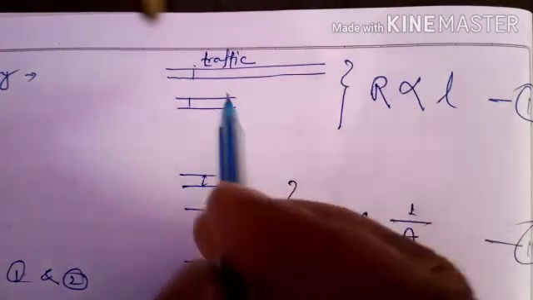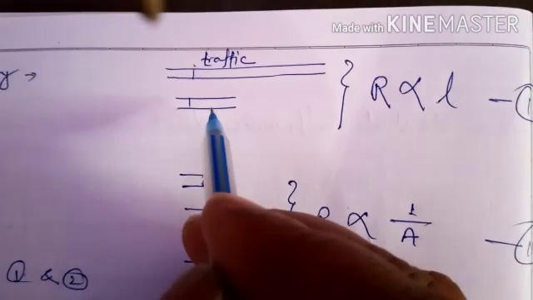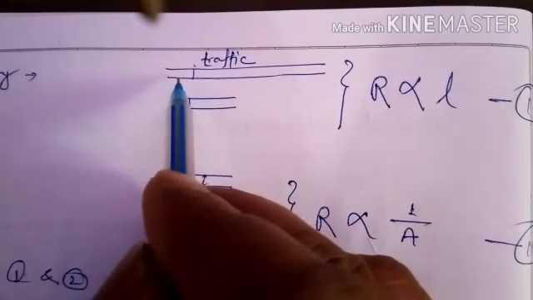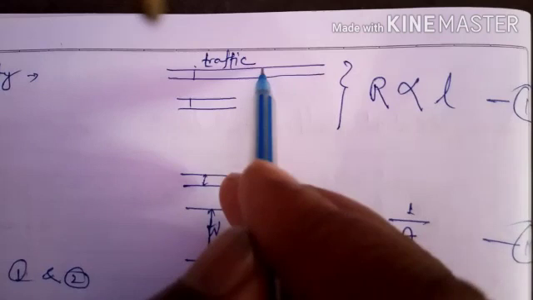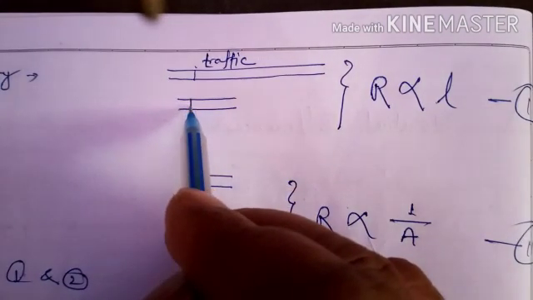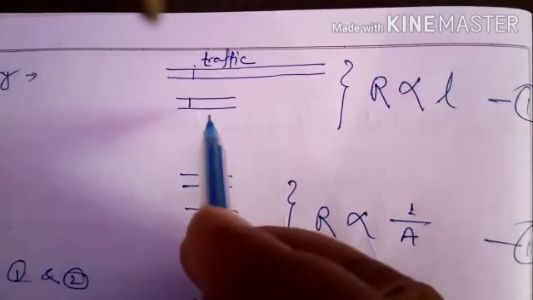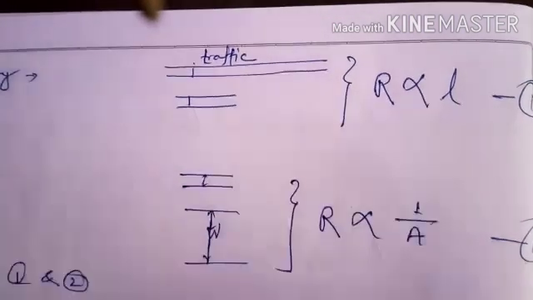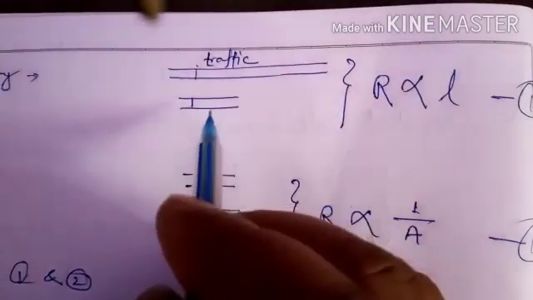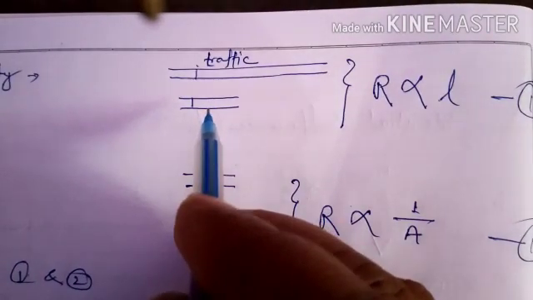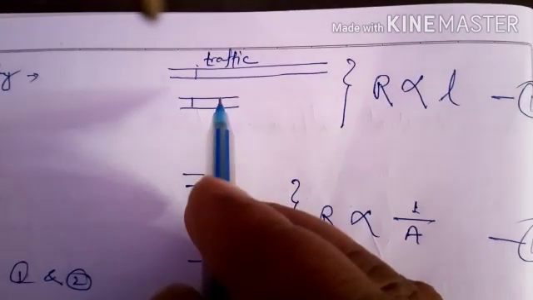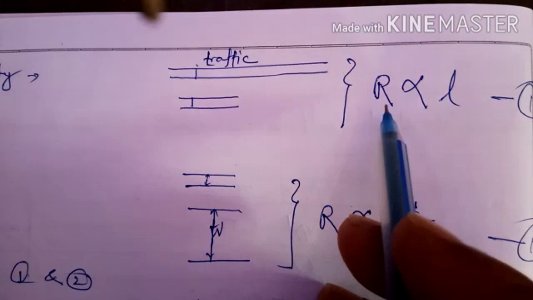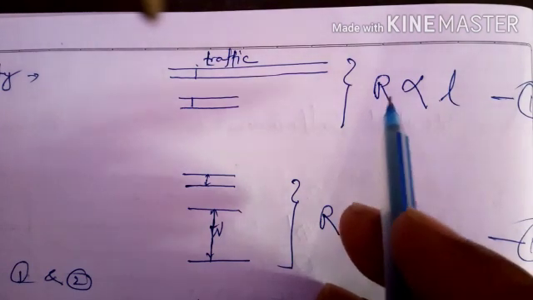Students should just assume in which case there will be more traffic. Definitely the road which is longer will have more traffic, and the road which is short, where only a short distance has to be covered, the traffic will be less. In the same way, we know traffic opposes the movement of vehicles, as resistance opposes the flow or movement of current.